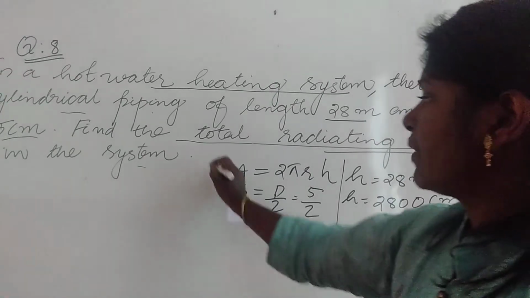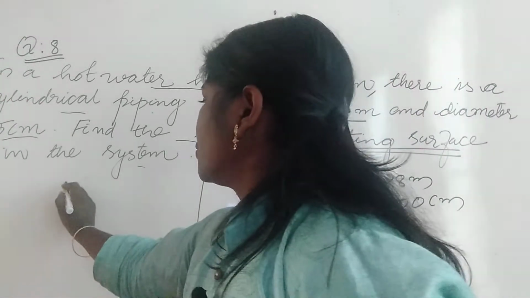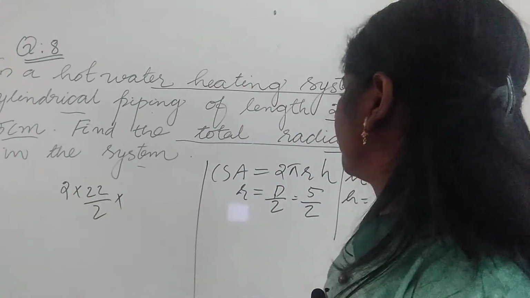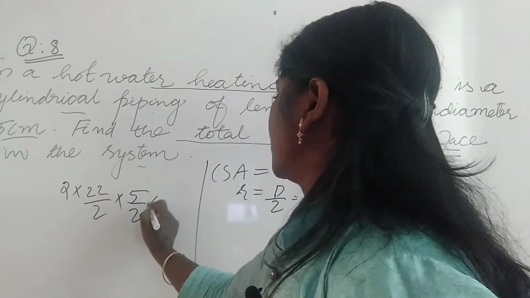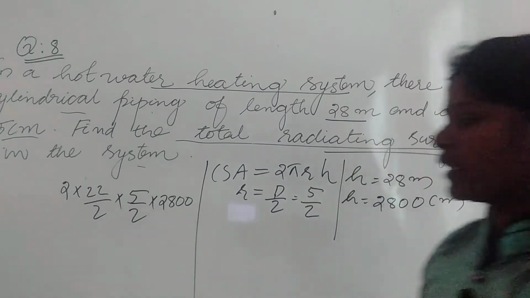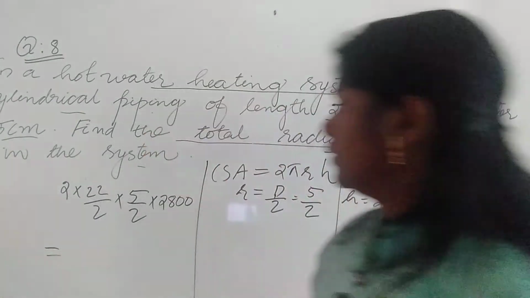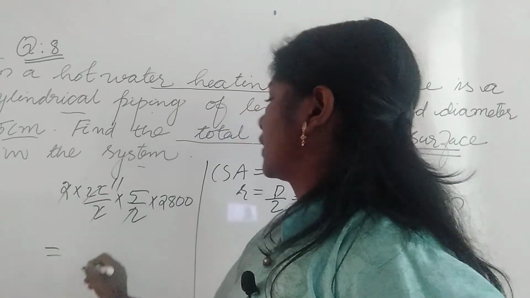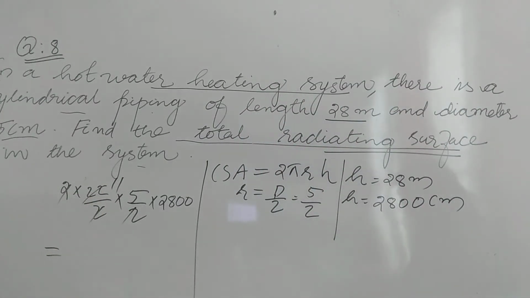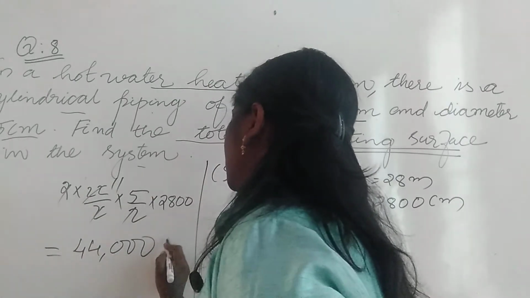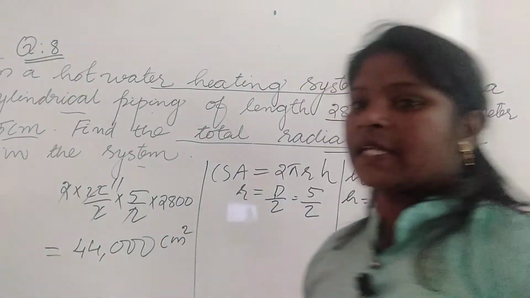How can we substitute this value? Okay, 2 into 22 upon 7 into 5 upon 2 into 2800. So after the calculation, what will be the answer? We should find the value after calculation, that is 44,000 centimeter square. So we can change this into meter.